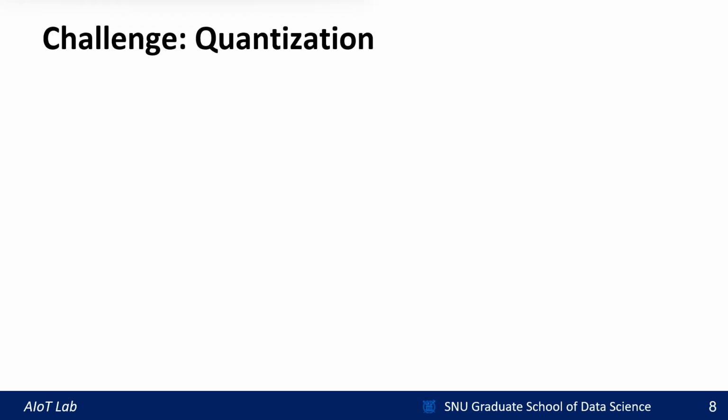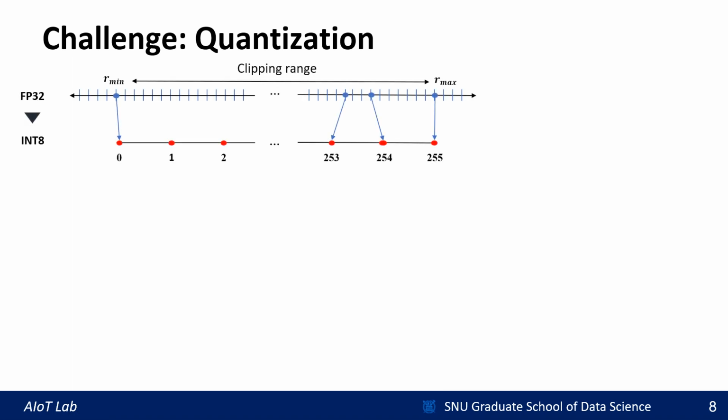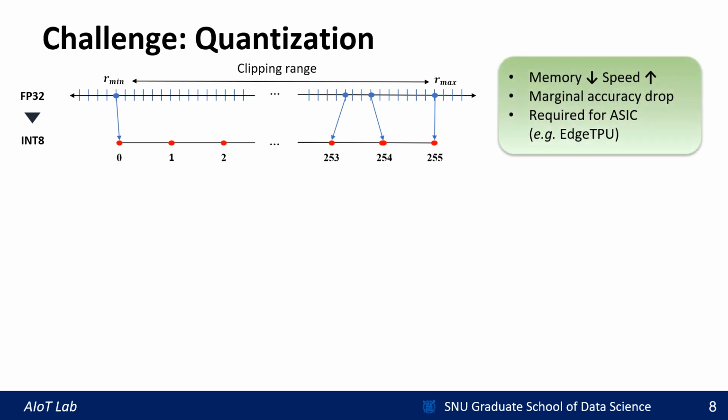Another challenge of our work lies in quantization. Quantization is one of the most widely used techniques for lightening neural networks. To briefly explain 8-bit integer quantization, first, real values are clipped and each real value is assigned to the closest integer ranging from 0 to 255. This reduces memory consumption and improves inference speed with a marginal accuracy drop. Also, it is a required step to make use of some ASICs, for example, Edge TPU.